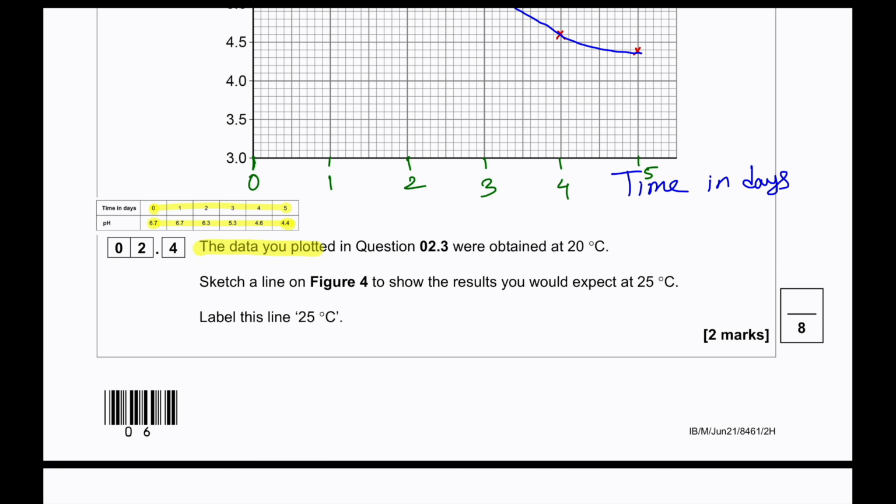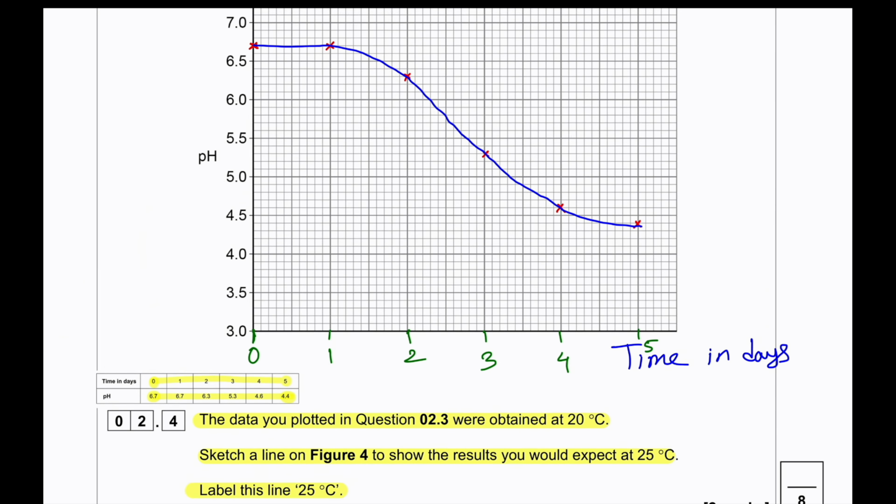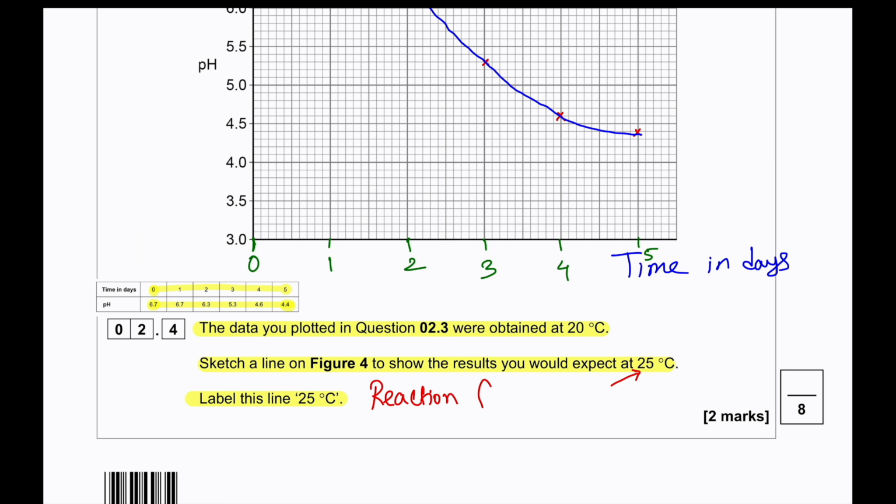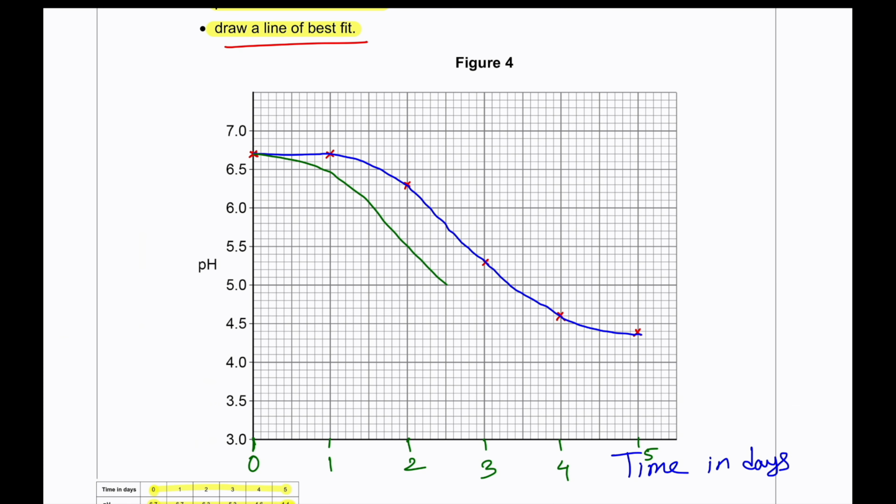The data you plotted in question 2.3 were obtained at 20 degrees Celsius. Sketch a line on figure 4 to show the result you would expect at 25 degrees Celsius. Label this line 25 degrees Celsius. So at 25 degrees Celsius, the reactions are going to be faster. So it decays faster. As long as our line is below the original line and comes up and levels up with this particular line, we will be more or less correct.